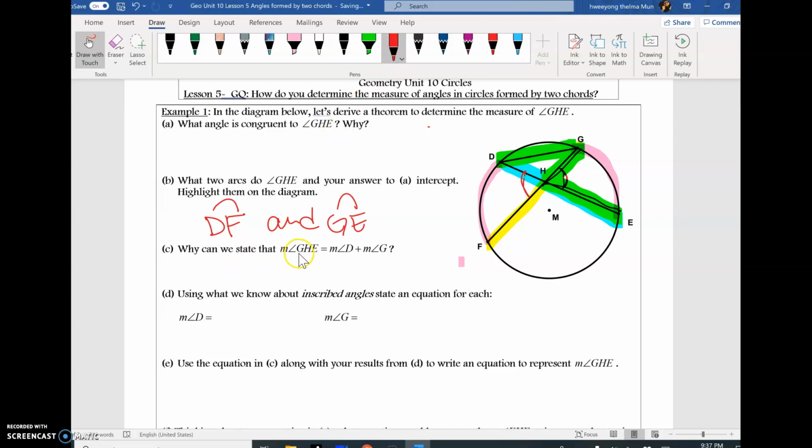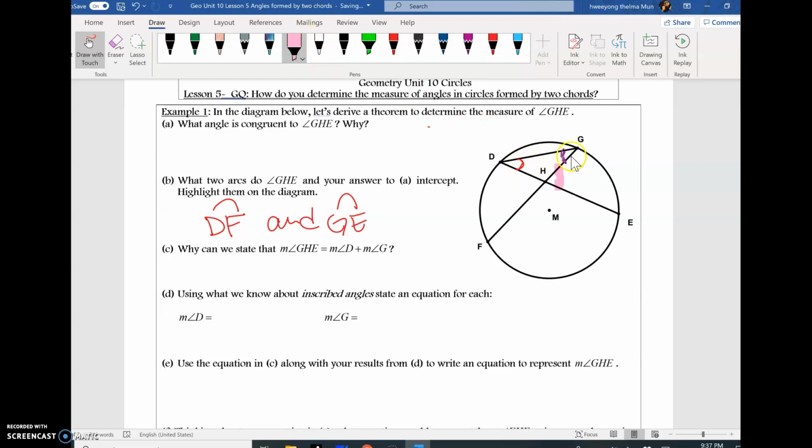So why can we state that the measure of angle GHE is equal to the measure of angle D plus angle G? All right, so let's erase all this and let's take a look at where those angles are. So angle D and angle G. Where's angle D? Angle D is right here. And angle G, let's use a different color, is over here. So it's saying that if you add these two, it's going to equal this one right here.